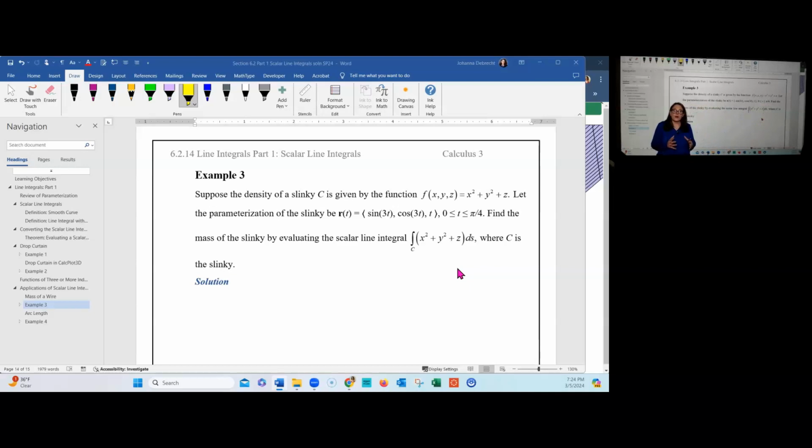We also want to allow a function of 3 independent variables, x, y, and z, to represent the density at any point along the slinky, given by the function x squared plus y squared plus z. We want to find the mass of the slinky by calculating the scalar line integral with respect to ds. In this case, the curve is the slinky itself. Go ahead and pause the video to work this one out, then turn the video back on and we'll compare our result.